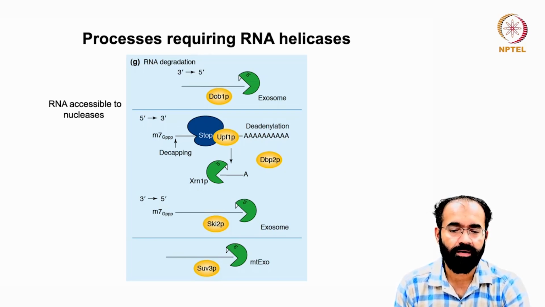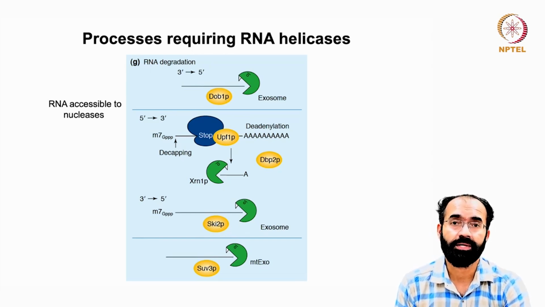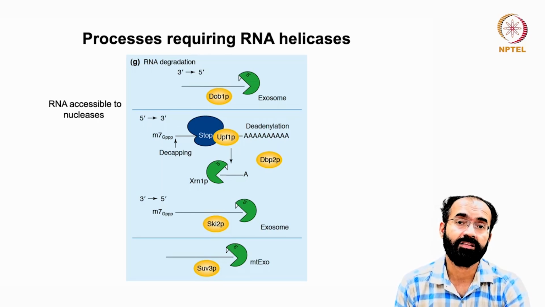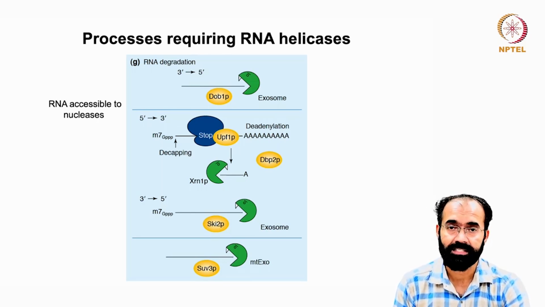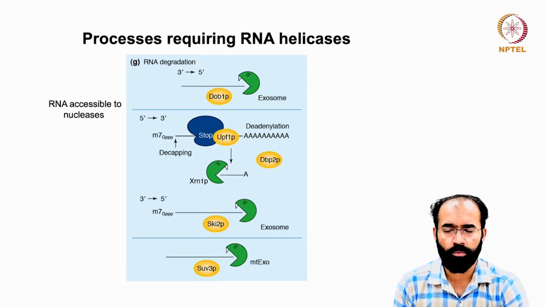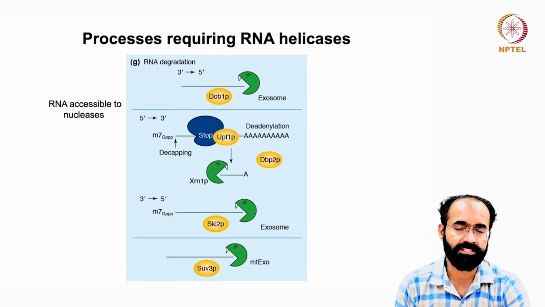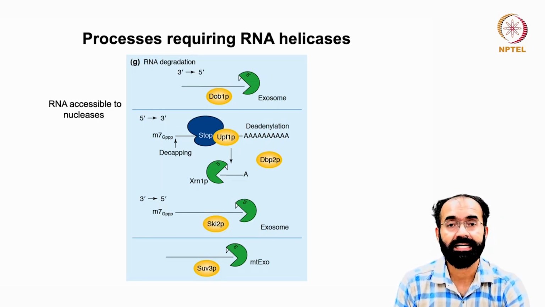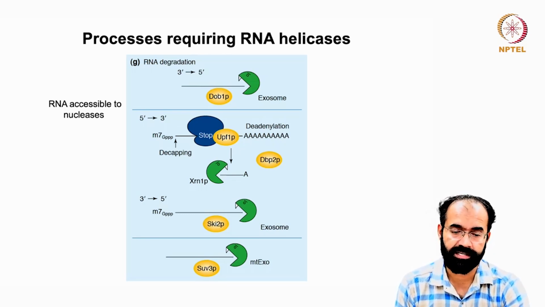You can see here one of the helicases, DOB1P, which is important for the assembly of the exosome. Exosome is a protein complex that causes the degradation of the RNA via the exonucleolytic method, that is, cleaving from the 3' end, not from the 5' end. We will see more in detail about RNA degradation, but for the time being we are just touching upon the enzymes from an RNA helicase point of view. We will see later what the enzymes are, how the decapping happens, etc., as a part of RNA degradation.